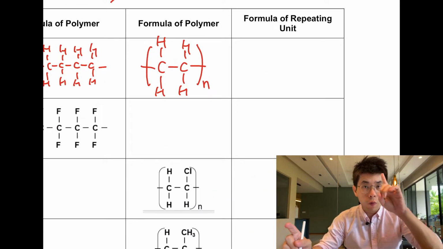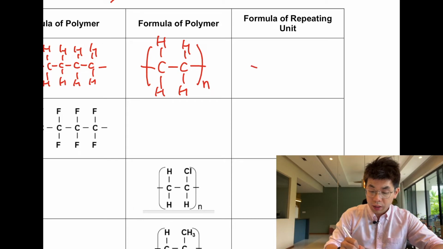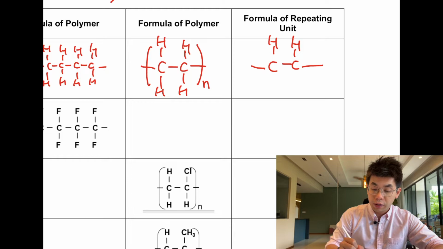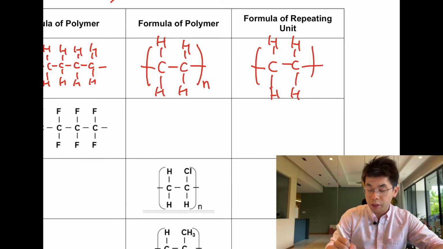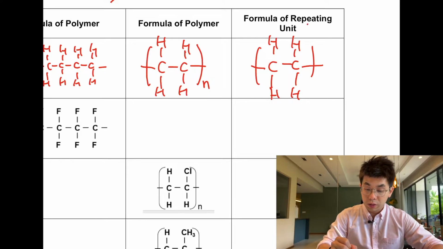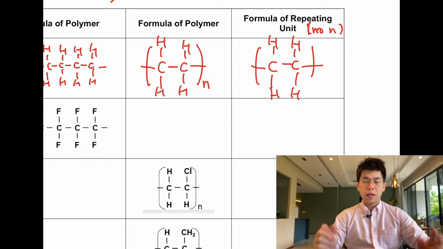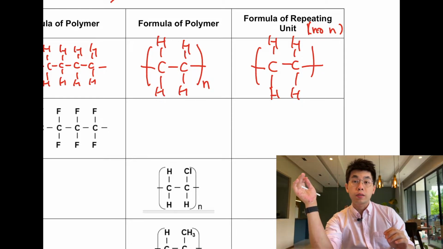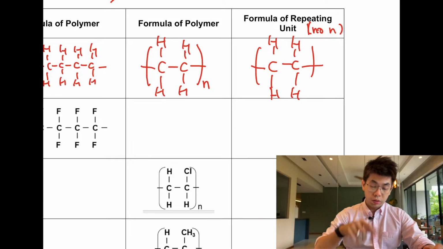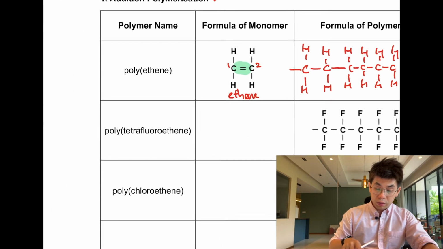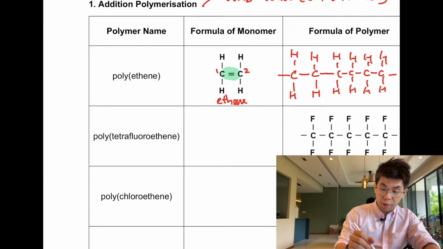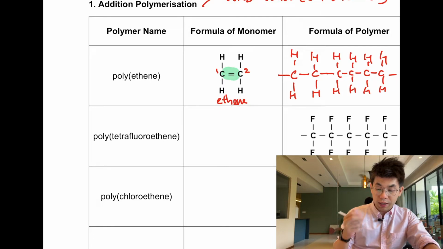But if I only want one repeating unit, I will draw the same thing but without the N, because the N indicates that there are many repeating units. So over here, no N. So this one, no N. The N means many repeating units. Now we'll try another one. Since this name is ethene, the name of the polymer would therefore be polyethene.